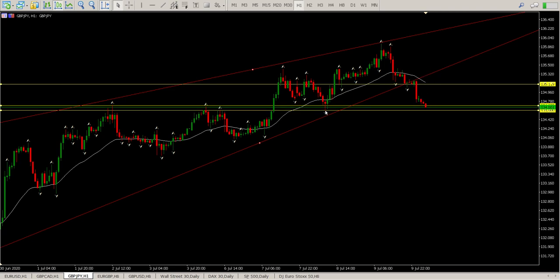I would like to see us take this level out first, though. 134,500, or was that 600? Sorry, 134,600. If we can take that level out and come back onto that level and test it, you can see how strong the zone is at the moment. So we break through here, we come back and test that area. That would be a valid area for shorts for me.